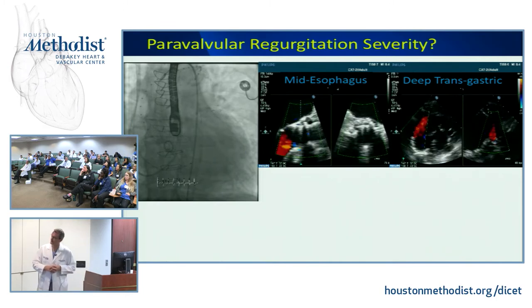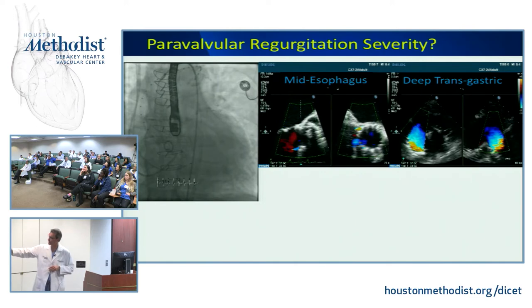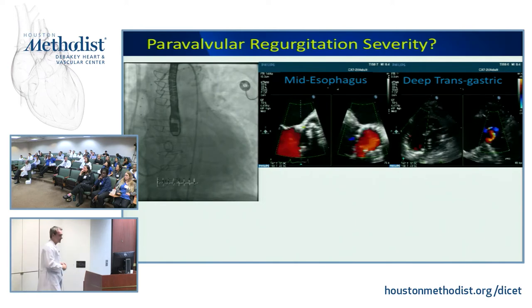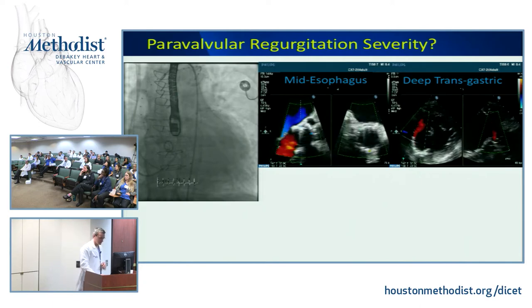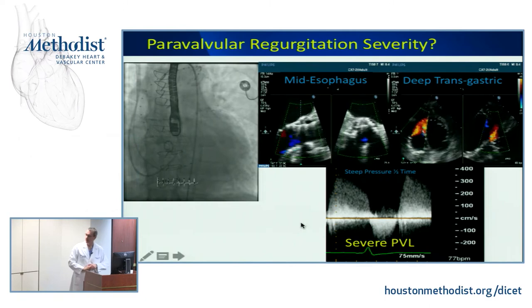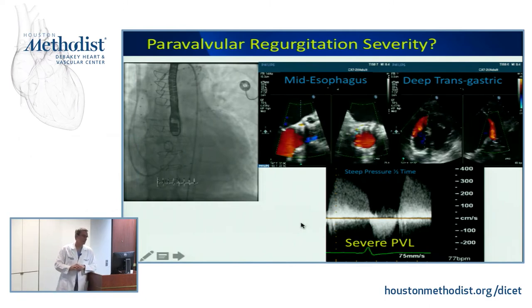But this is one of the things. So a mid-esophagus view is a TEE, and you see some. But when you go deep transgastric, you see a fairly more prominent jet. This is one of these cases. I don't know if the angiogram will work. Not working, okay.